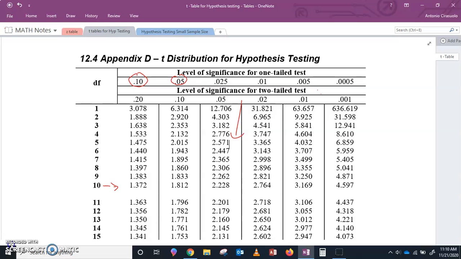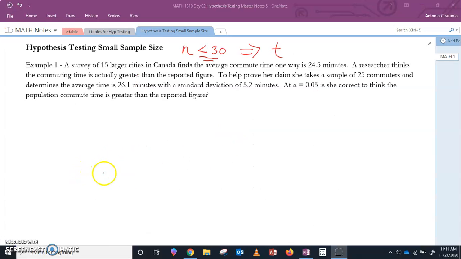Okay, let's try our first example. A survey of 15 larger cities in Canada finds the average commute time one way is 24.5 minutes. A researcher thinks the commuting time is actually greater than the reported figure. To help prove her claim, she takes a sample of 25 commuters and determines the average time is 26.1 minutes with a standard deviation of 5.2 minutes. At alpha equal 0.05, is she correct to think the population commute time is greater than the reported figure?